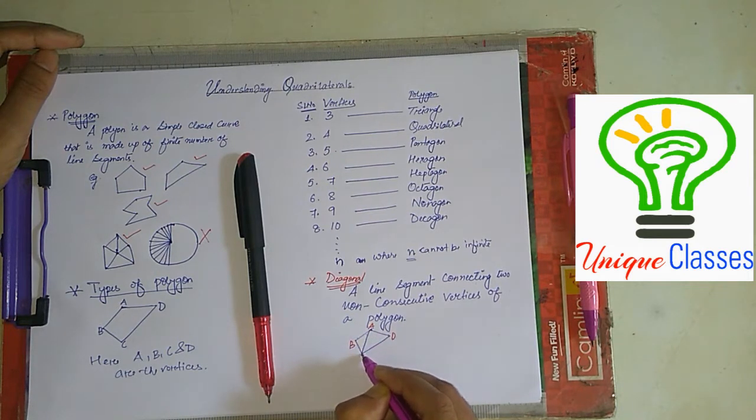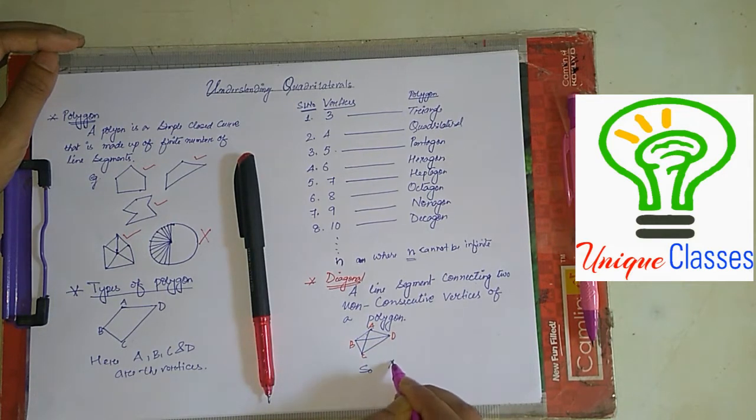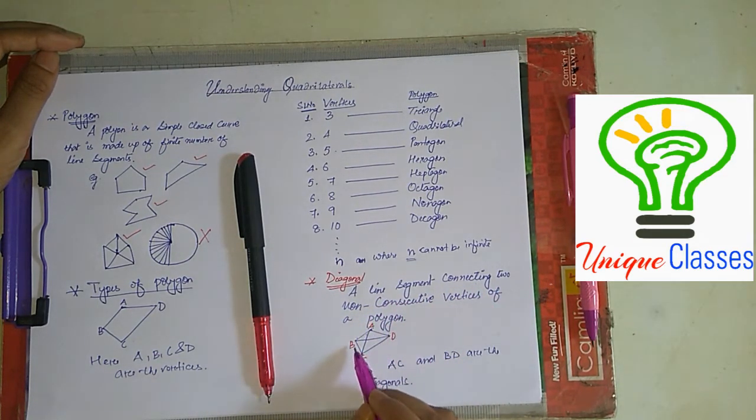So we join AC. Similarly, for vertices B, A and C are the consecutive vertices. D is the non-consecutive vertex. So we join BD. So AC and BD are the diagonals. Fine. Diagonal is a line segment connecting two non-consecutive vertices of a polygon. In case of this quadrilateral ABCD, the line segments joining A and C, and B and D are the diagonals. AC and BD are the diagonals of this quadrilateral ABCD.